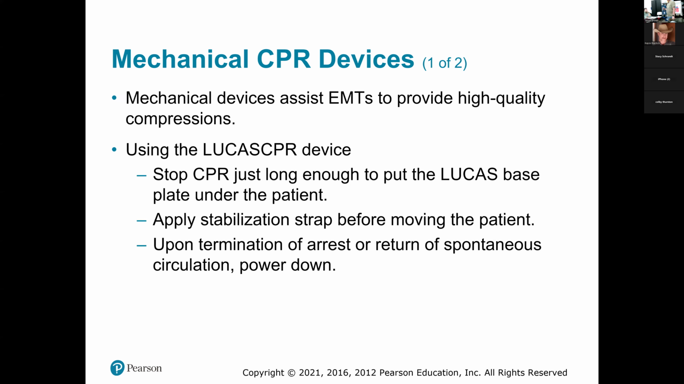And the reason you want to power it down is you don't want to be loading them in, have that accidentally get pushed and resume doing CPR on someone who's already back. But you don't take it off them necessarily because there is a chance they're going to rearrest.